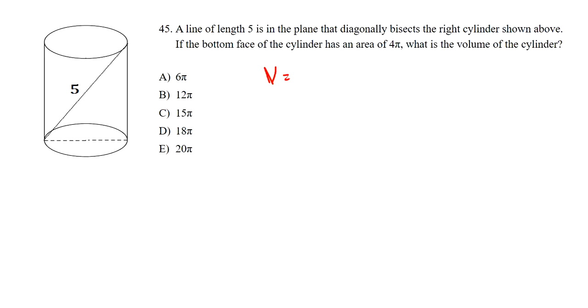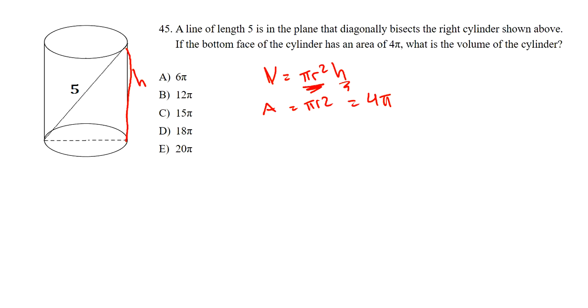The volume of the cylinder is pi r squared h. And so we know the area of the bottom face is pi r squared, and that's already given to us as 4 pi. So this quantity should be 4 pi. So the only thing we need to figure out the volume is the height, right? We need the height of the cylinder here. But how are we going to find that?